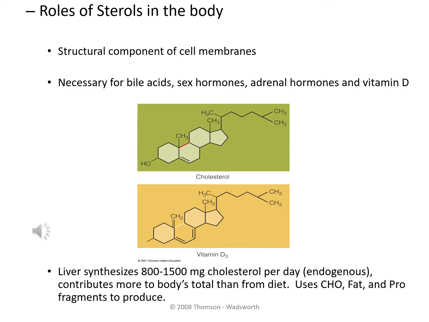Our liver also makes sterols, specifically cholesterol, in a very large amount. Our liver can make anywhere from about 800 to 1500 milligrams of cholesterol per day. This is known as endogenous cholesterol. This endogenous cholesterol actually contributes more to the body's total than comes from diet. Your liver is very efficient at taking small fragments of carbohydrate, fat, and protein to be able to produce cholesterol.